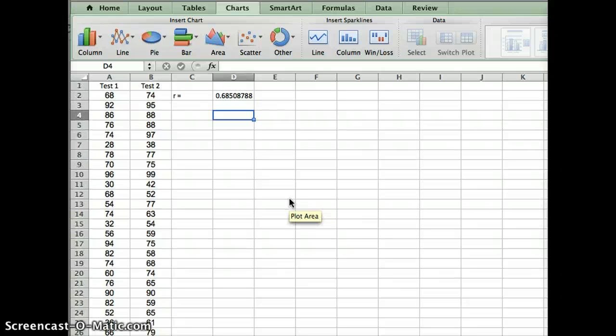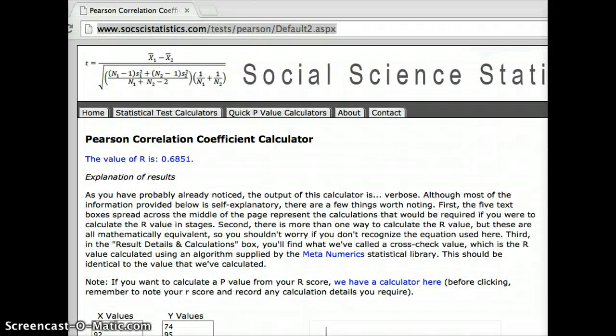Now there is a nice web page that will also do the correlation coefficient for you, so let me show you that now. So the URL is on the top of the page here, www.socsci-statistics.com/tests/Pearsons/default2.aspx. And you'll notice it says the Pearson correlation coefficient calculator, and there's the answer to the question that we just did on Excel. It says the value of R, they're choosing to use capital R here, is 0.6851.